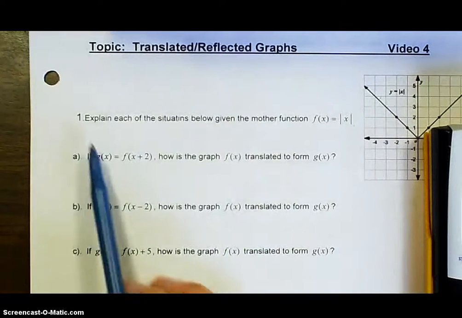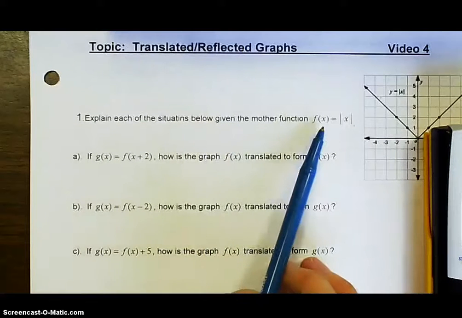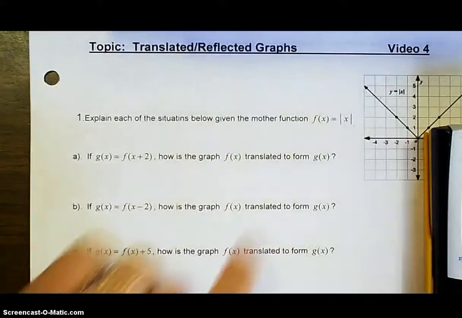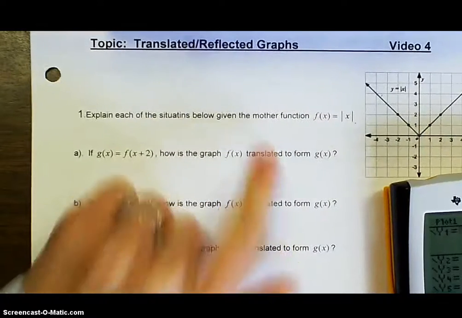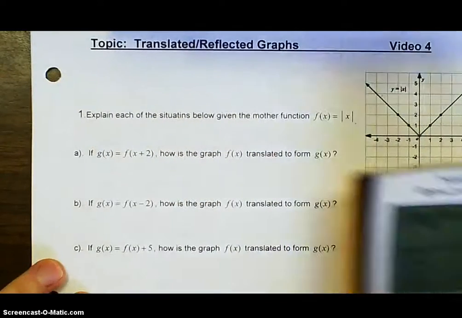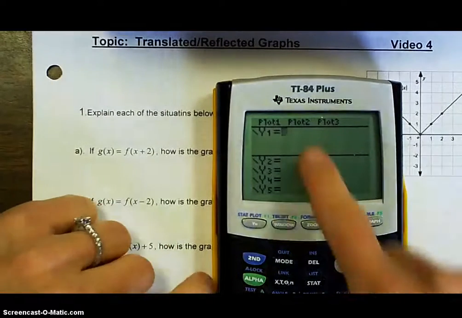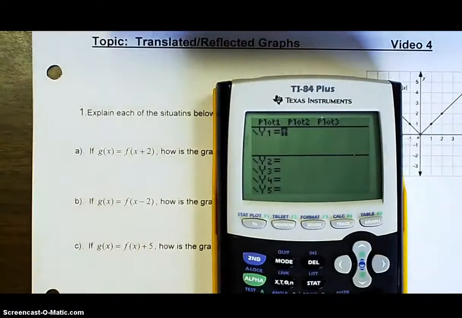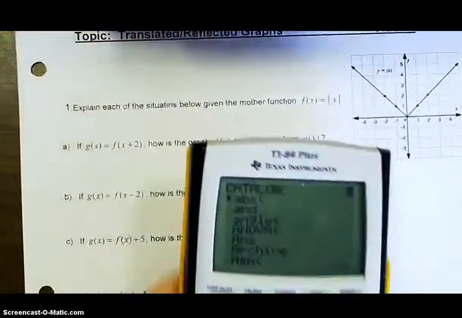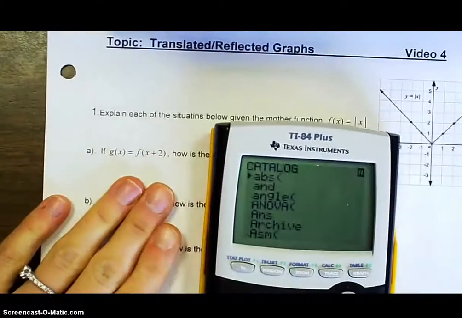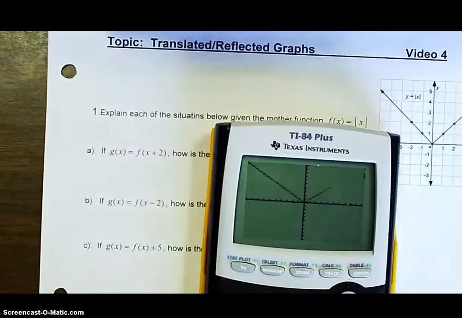Okay, so number 1, explain each of the situations below given the mother function f of x equals absolute value of x. So the mother function, this means this is our base function. This is what we're going to start with. So everybody, let's start by putting that in our calculators. To get to the absolute value, I hit second catalog, which is my 0 down there at the bottom, catalog. ABS, absolute value, is choice 1. I type in an X and I hit graph.